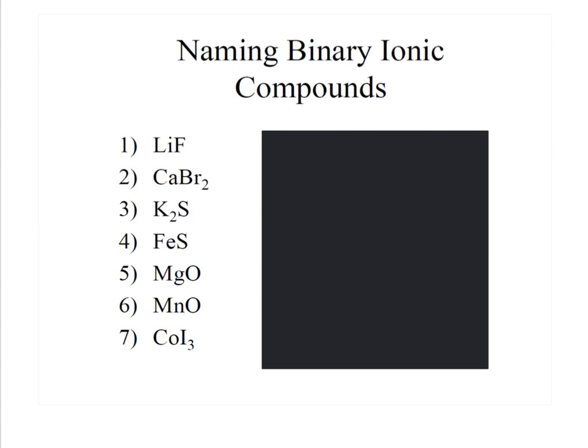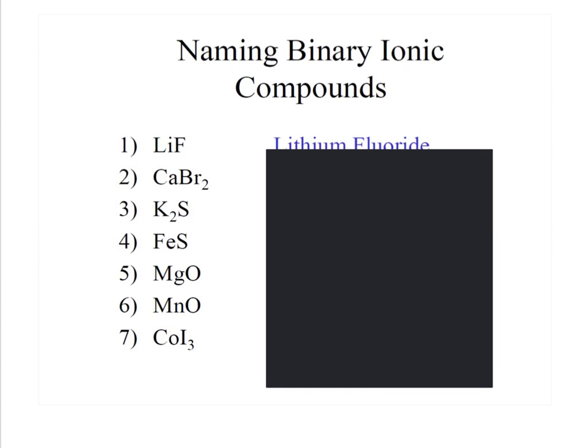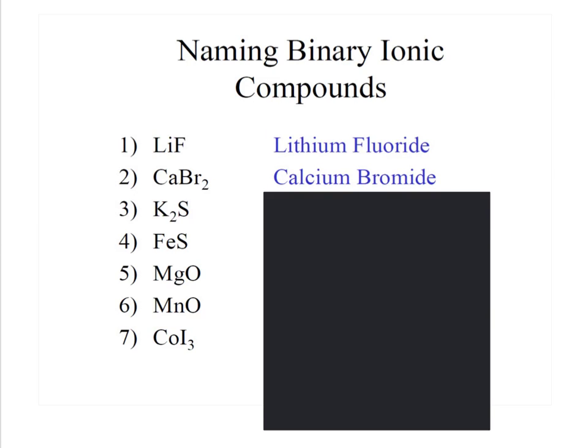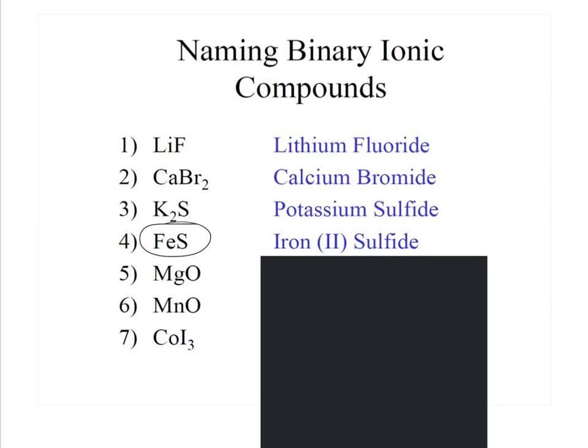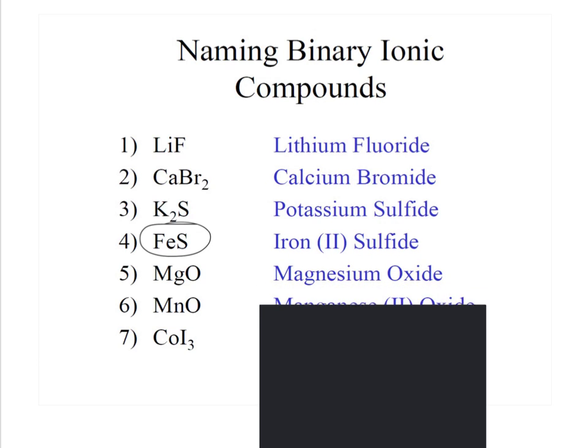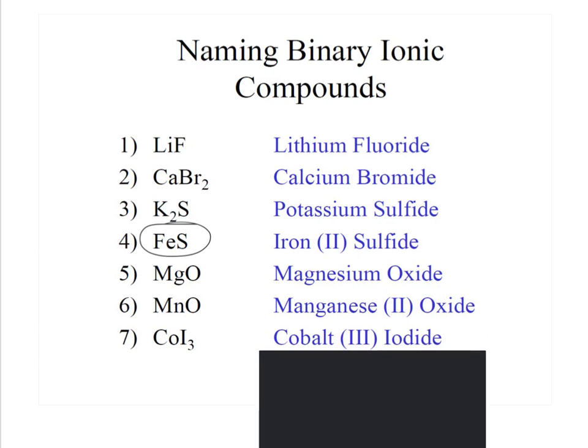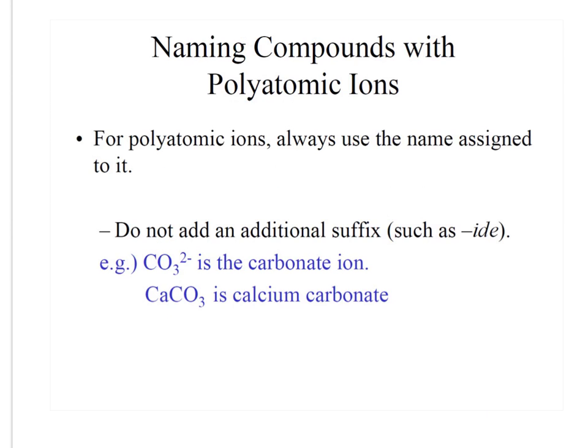All right, if you want to try to name these: lithium fluoride, calcium bromide, potassium sulfide, iron(II) sulfide, because again, we have one of each, and sulfur is always a -2, so that means iron had to be a +2. Magnesium oxide, manganese(II) oxide, cobalt(III) iodide.